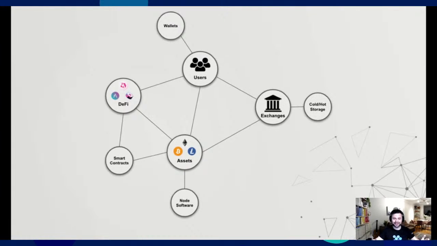And now picture for a minute how all of this is getting attacked from all different directions. Exchanges are getting hacked, users are getting phished, DeFi applications are getting compromised, and assets rely on blockchains, which also have issues. So we'll take this graph and we'll take it apart slowly, piece by piece.